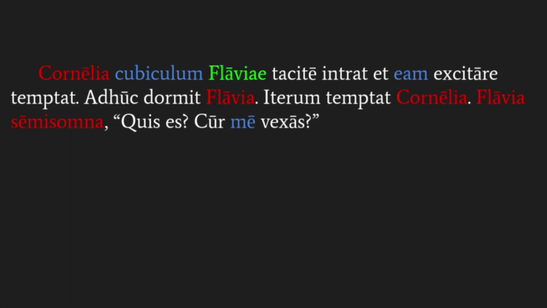And again, notice that es and vexas both end in an s because Flavia is talking to someone. When you're talking to someone, you're going to be using second person, right, to address them. You. You're either saying you or you all. Here, there's only one Cornelia, so Flavia says you, singular. Who are you and why are you annoying me?